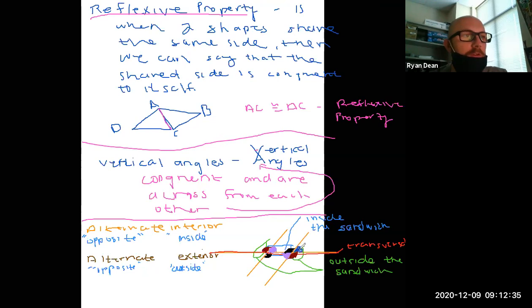So this blue angle that I'm drawing right now is on top of the transversal, the red line. I need one that's opposite. I need one that's on the bottom and on the outside of the sandwich. Okay, so these two blue ones would also be alternate exterior. Now both of these are congruent. So they're the same angle measure. Doesn't matter if you have alternate interior or alternate exterior, both of these pairs are congruent.